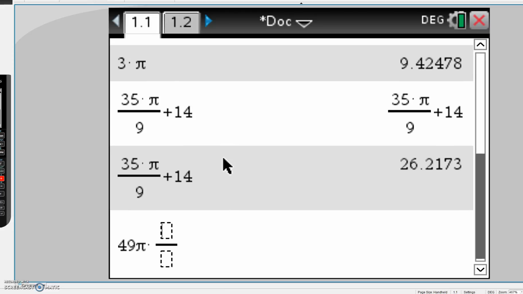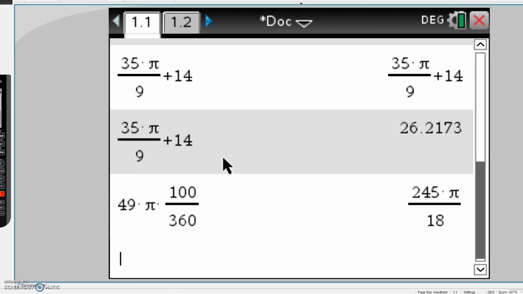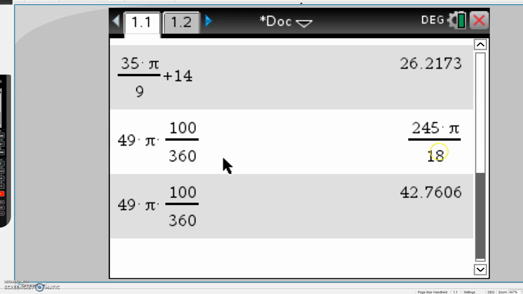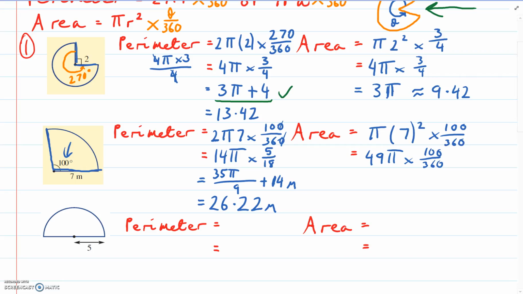Times. Just make sure it looks exactly like it does on your bit of paper there. The calculator will give you the simplified version, so you can certainly use that. But let's do 42.761. So that equals 42.761 meters squared.